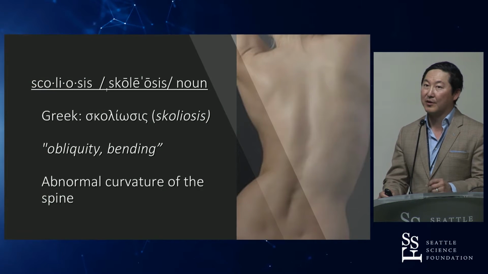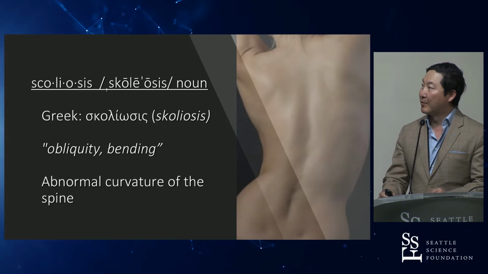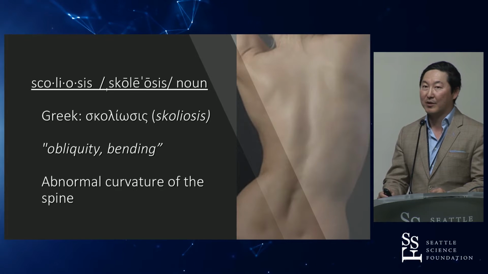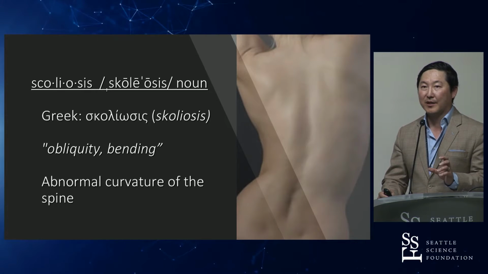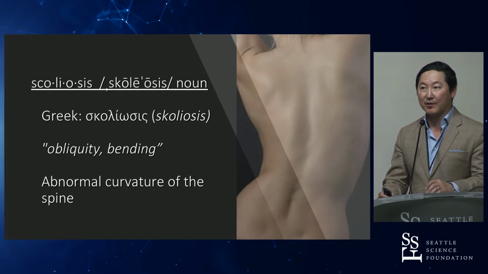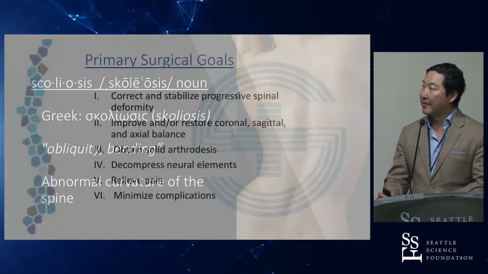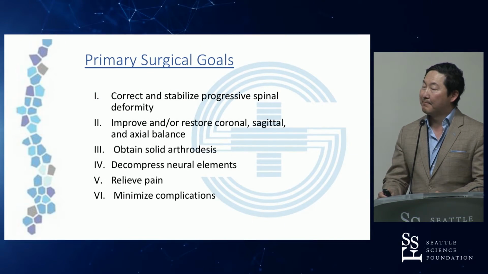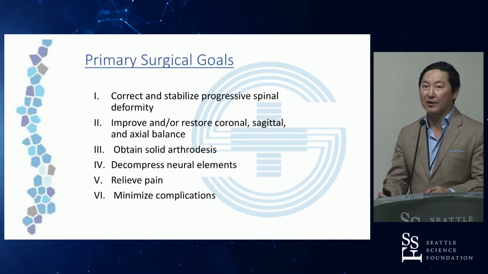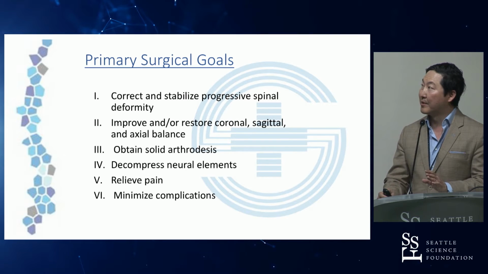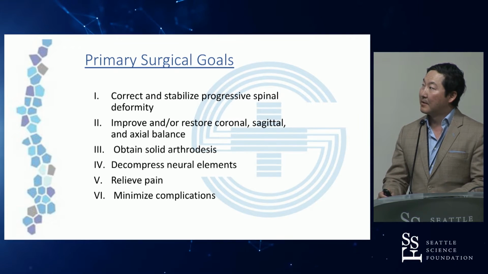So scoliosis, as you know, is a Greek term, means obliquity, bending. It's an abnormal curvature of the spine, not only in the coronal plane, but also in the axial plane as well. And as we know, in the sagittal plane, the amount of sagittal balance that you have is obviously very, very important.